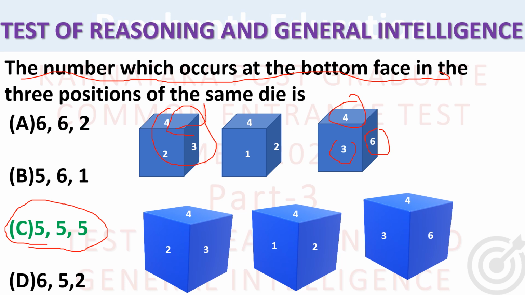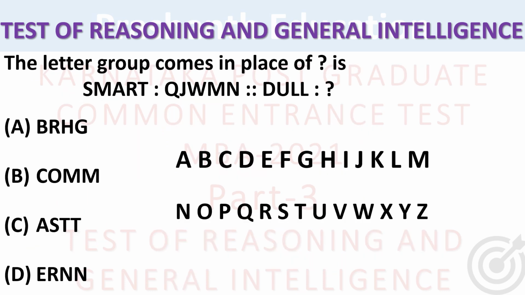Okay, let's look at the next question. Which letter group comes in place of the question mark? So this question mark, we need to identify what it means. Most of you, in a hurry, will say LL is there, so MM, TT or NN should be there. First, let's see the logic, what is happening. Then we can decide whether it will follow the same logic.